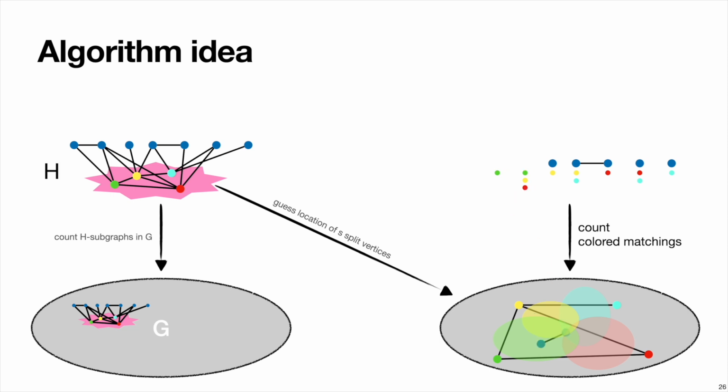So this edge could move here. This vertex was supposed to go to the yellow area, so it goes here. The remaining vertices might be arranged like this. So to repeat, the structure of this algorithm is to guess the location of the S split vertices, which can be done using exhaustive search because there are not too many of them, just a constant number. And then what remains is the problem of counting colored matchings in the graph, which we don't yet know how to do.